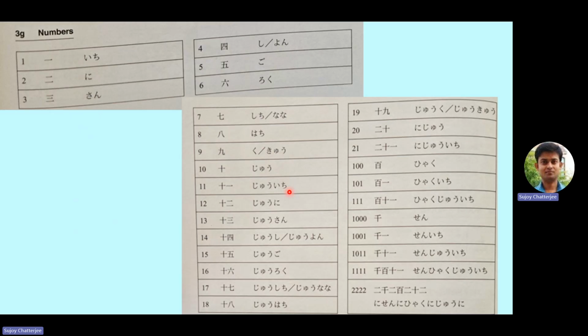But in Japanese, we say 11 as ju ichi. That means 10 1. 12 we say ju ni. That means 10 2. 13 we say ju sang. That means 10 3. So this is how Japanese counting is done, and which is very easy as compared to other languages, because here you don't have any specific or any independent word for each of these. You just need to remember from 1 to 10, and then you should be able to count at least up to 99.